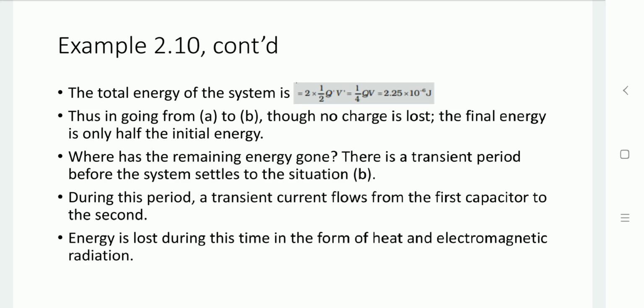During this transient period, current flows from the first capacitor to the second capacitor. The first capacitor is discharged via the second capacitor, and that's why the second capacitor has half the charge. And this energy is lost during this time in the form of heat and electromagnetic radiation.